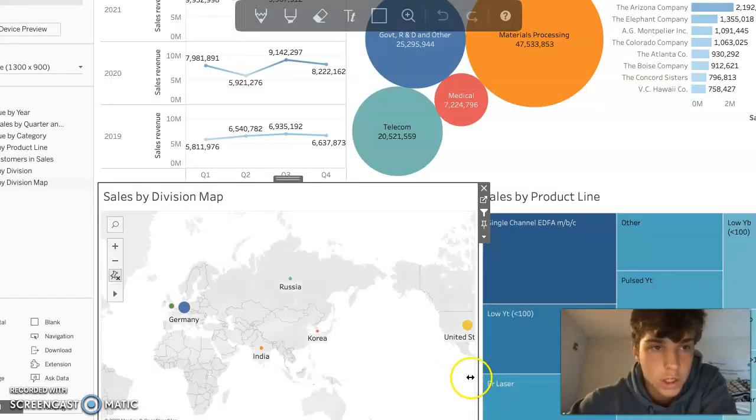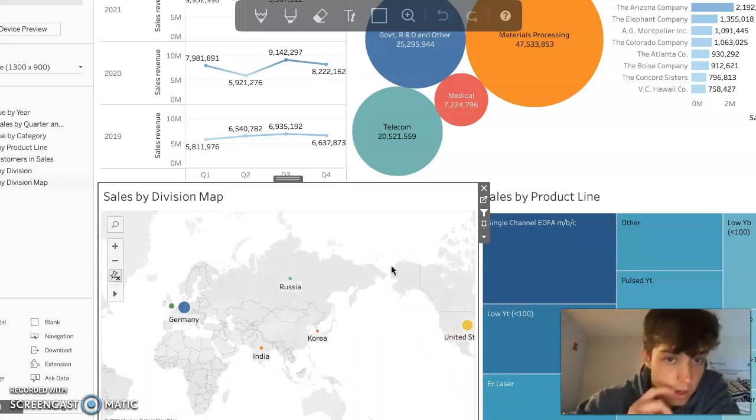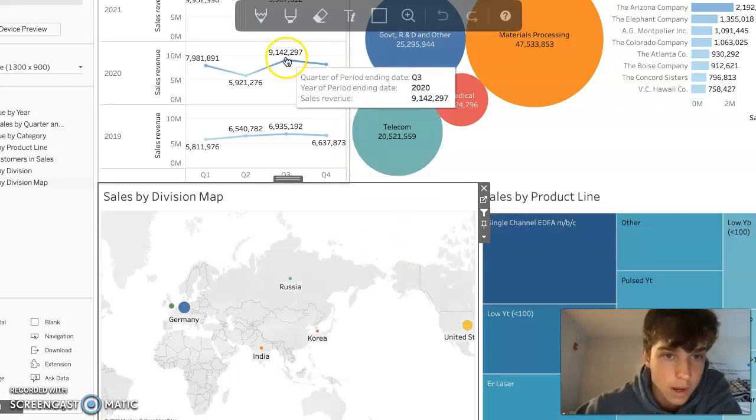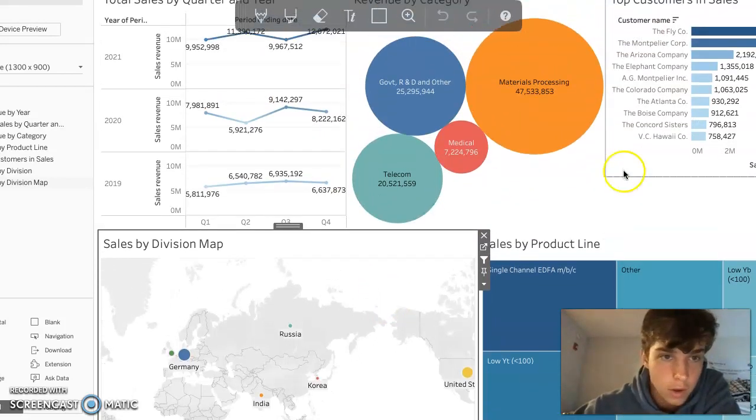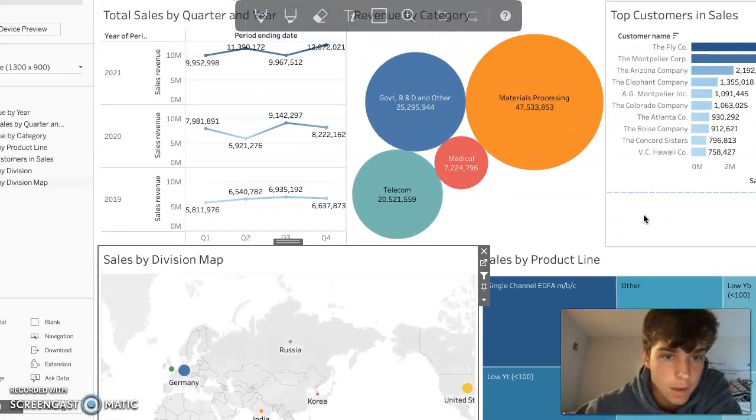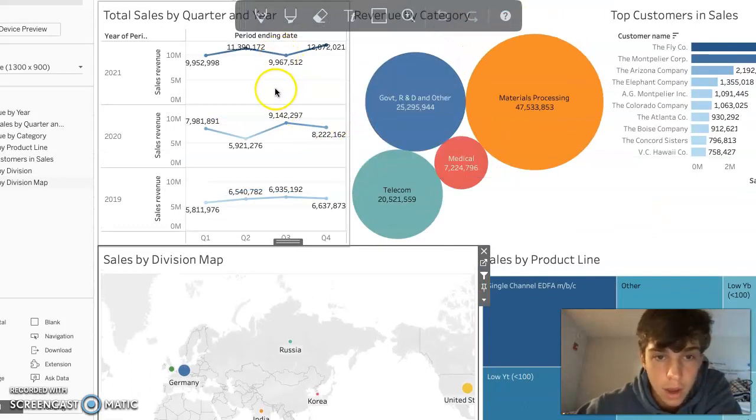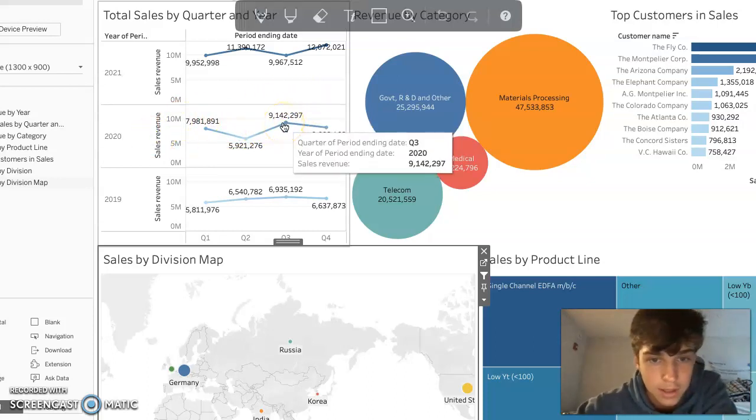So we were asked a few questions, which I'm going to go through and answer. The first question is, what were total sale revenues for the third quarter of 2020? That's super easy. You can just go right here. For the total sales by quarter and year, you can just go and see that in the third quarter for 2020, $9,142,297 were made.